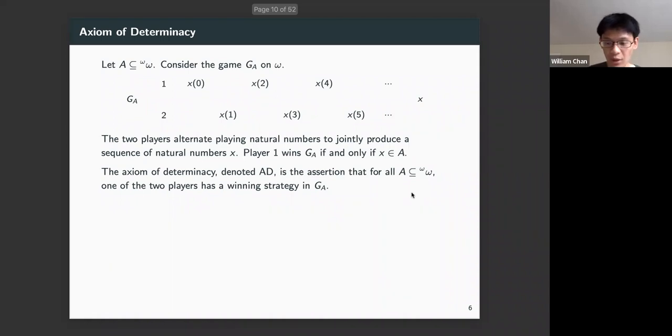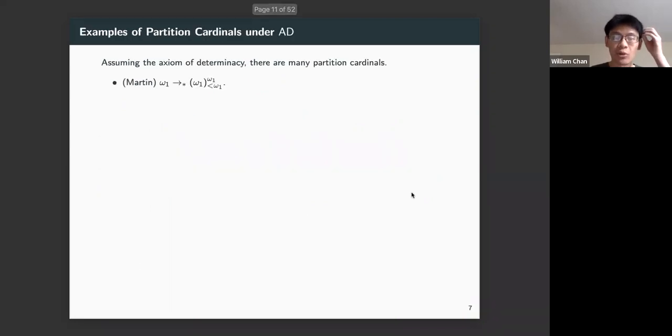Let me review what we know about partition properties under AD, and maybe in the next talk, I'll say something about how you prove these things. So working under AD, Martin showed that omega 1 is a strong partition cardinal. Martin and Paris showed that omega 2 is a weak partition cardinal, and it's actually not a strong partition cardinal. And then works of Kunen and Jackson generalized this pattern for all the projective ordinals.